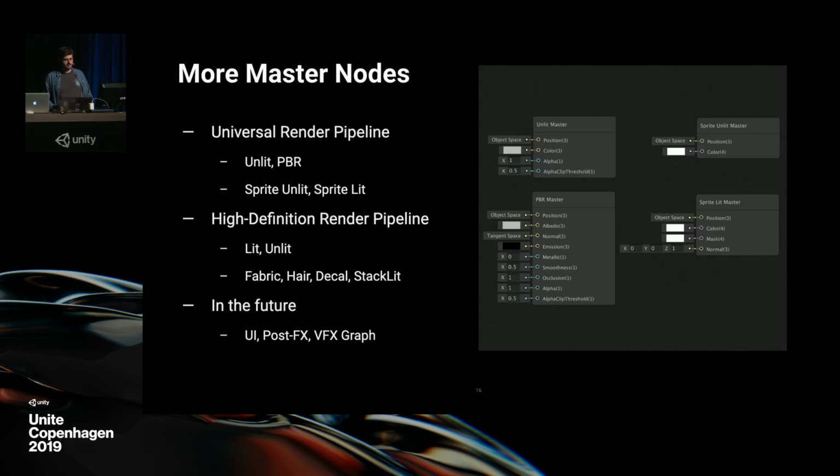So now Universal Render Pipeline features these 4 master nodes: unlit, PBR, and then for 2D, if you're using the 2D renderer, sprite unlit and sprite lit.